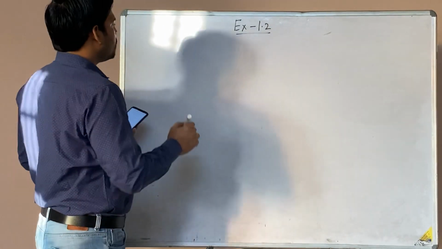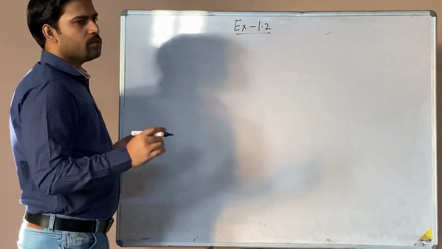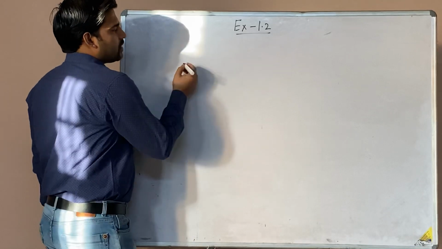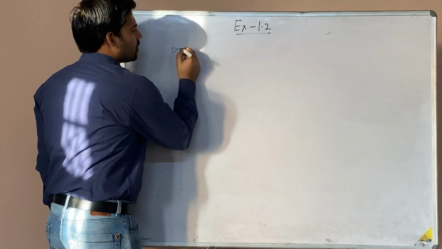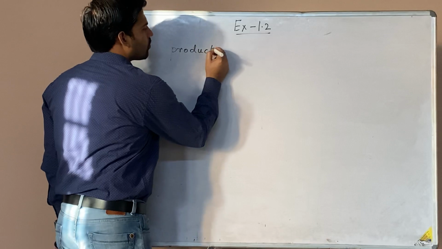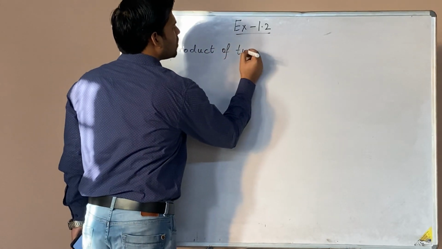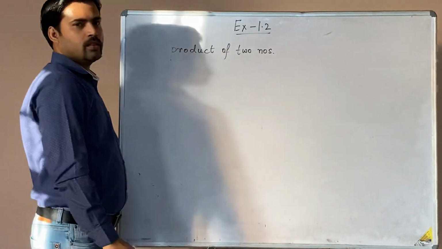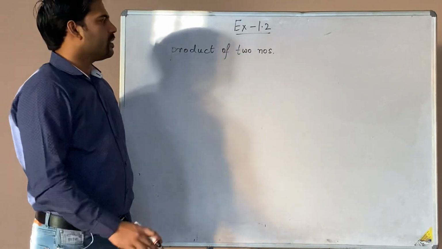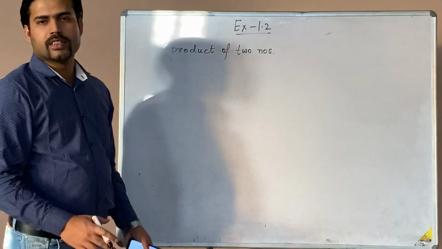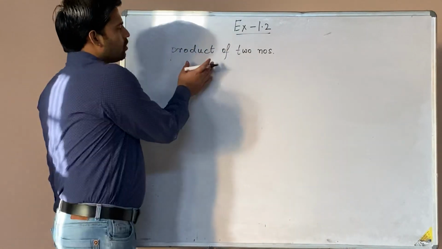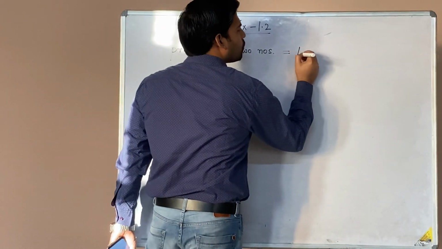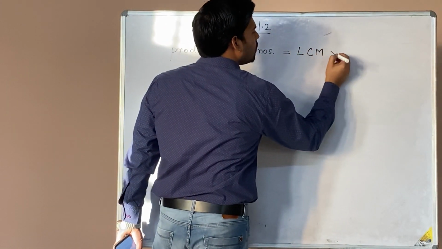Now moving on to question number 2. Before moving on to question number 2, we need to understand one formula. Again, it was given by Euclid only. We can say that the product of two numbers. When I am talking about numbers, basically I am talking about real numbers. So it can be a rational number, an integer, natural, whole, whatever it can be. So the product of two numbers is expressed as the product of its LCM into HCF.